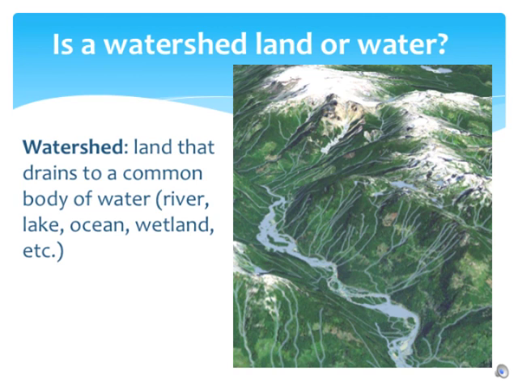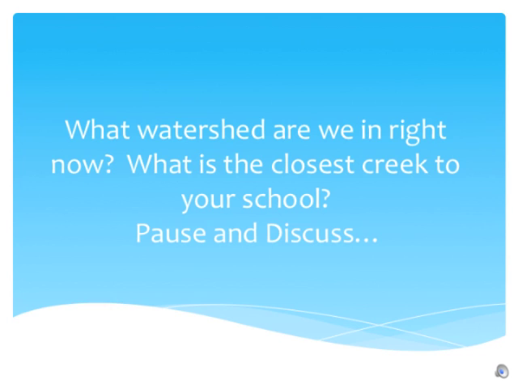We are all in a watershed everywhere we are in the world. There is no place on earth that is not a watershed. Even the desert receives some precipitation, and that water flows some direction into some water body. So I invite you to think about right now, what watershed are you in right this moment? Watersheds are typically named after the body of water that they drain into. So you can answer this question by thinking about what is the closest creek to your school. I will allow your teacher to pause and discuss this for a moment.